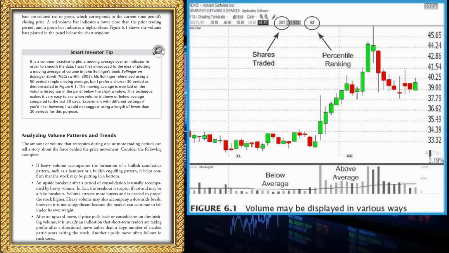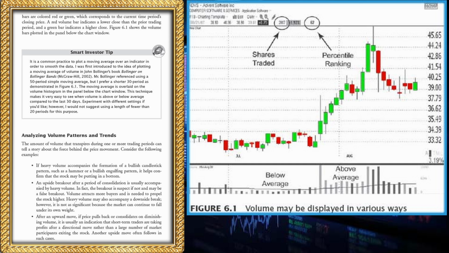An upside breakout after a period of consolidation is usually accompanied by heavy volume. In fact, the breakout is suspect if not, and may be a false breakout. Volume attracts more buyers and is needed to propel the stock higher. Heavy volume may also accompany a downside break. However, it is not as significant because the market can continue to fall under its own weight.